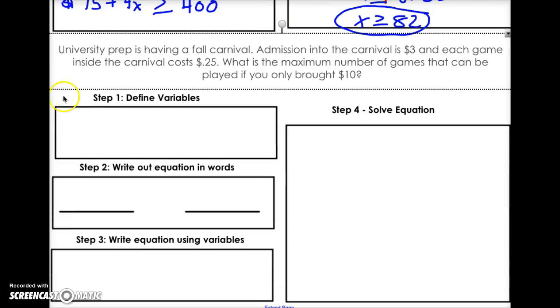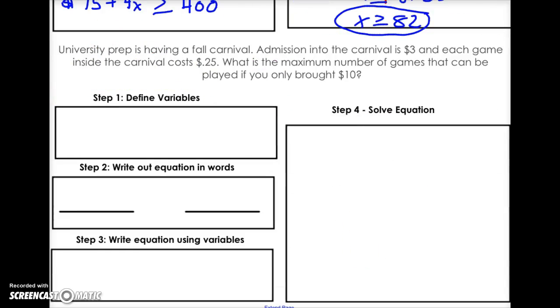All right, let's try another problem. Having a fall carnival, admission into the carnival is $3 and each game inside the carnival is 25 cents. What is the maximum number of games that can be played if you only brought $10? Yep, should have brought more, but let's see how much we can play.